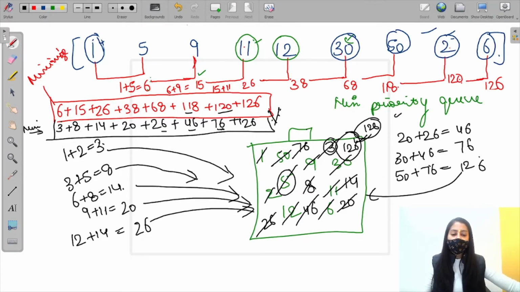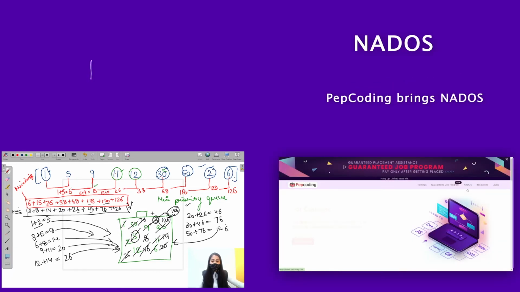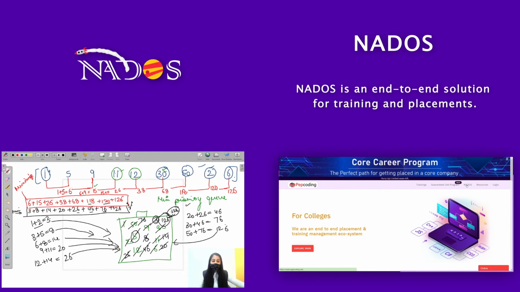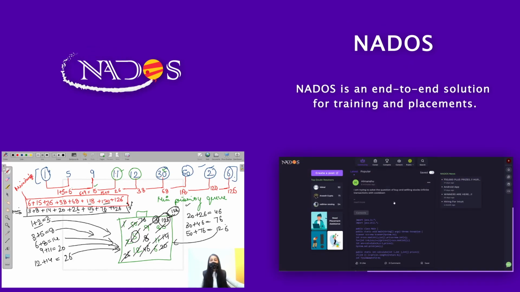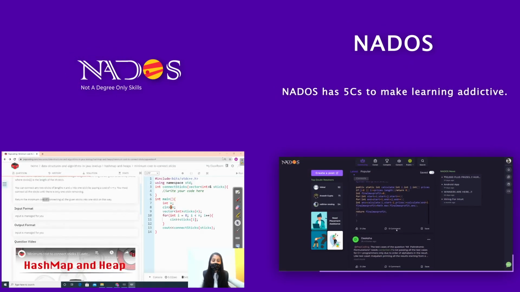You have to take one min priority queue and add all the elements in that queue. Take two elements from the queue and add the cost to your total cost and push the combined element again to your queue. You have to do this operation until only one element is left in your queue, right? So let's code this.